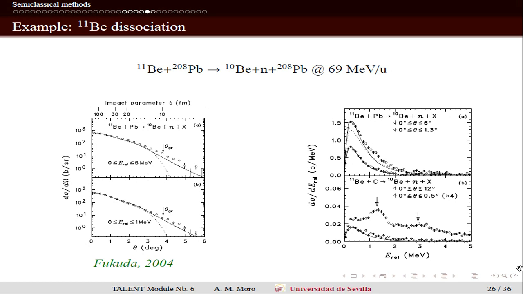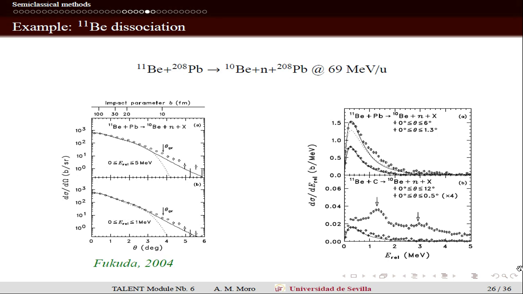For beryllium-10 it's not that difficult, but for neutrons it's really difficult because detection of neutrons, as you know, is not easy. So typically this is done with a small efficiency, and you have to be very smart to have enough statistics and so on.